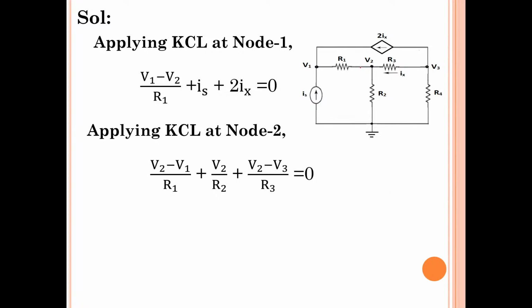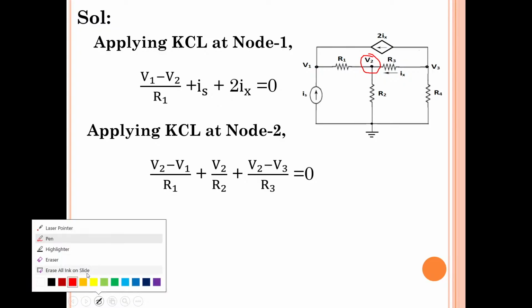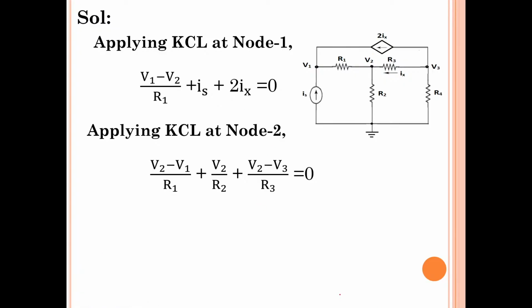Now apply Kirchhoff's current law at node 2. This is node 2. Here I have assumed current is leaving. Here again I have assumed current is leaving. Here again I have assumed current is leaving. Okay, all currents are leaving. So V2 minus V1 by R1.